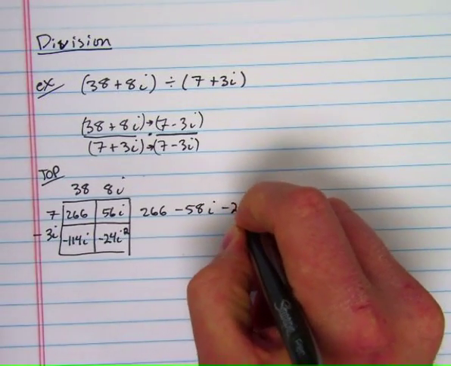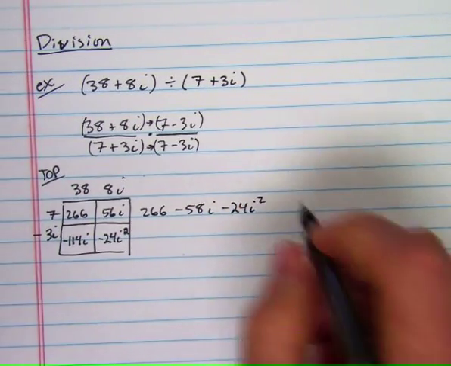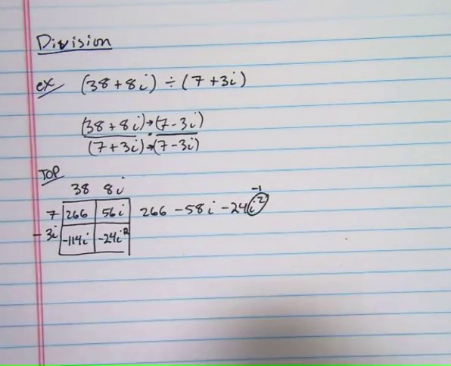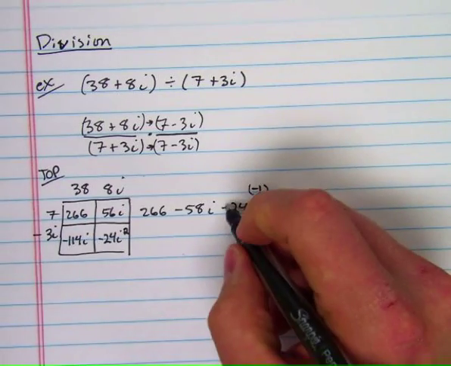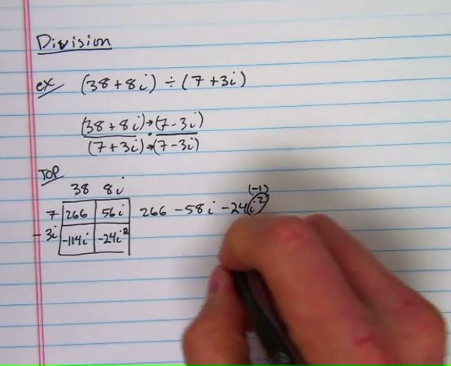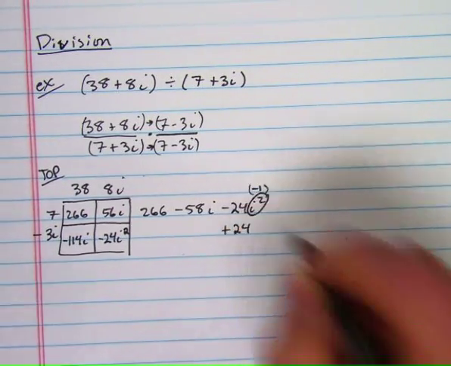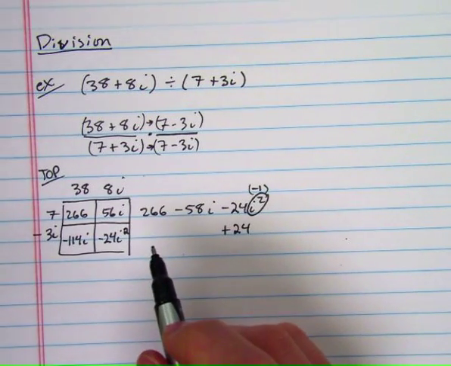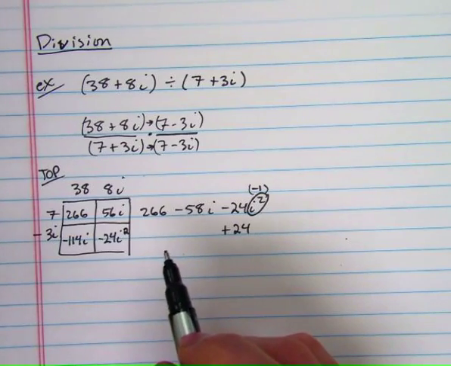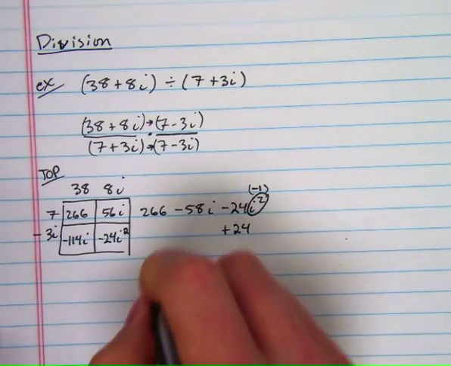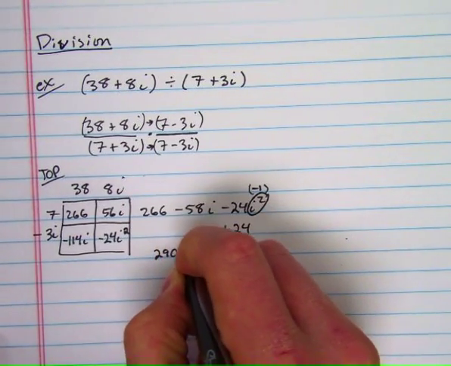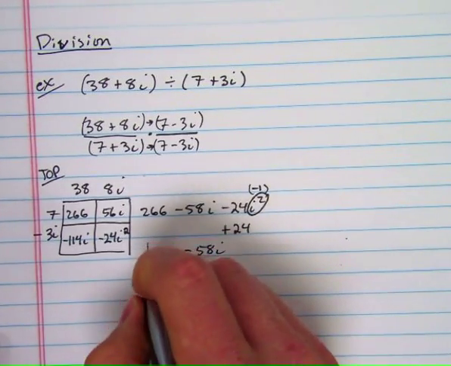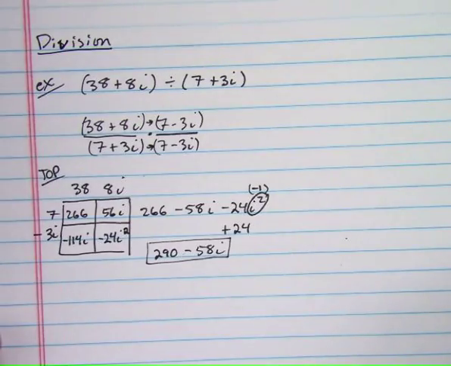I have this negative 24i squared here. Now just remember, this i squared is negative 1. So if we have negative 24 and negative 1, that turns out to be positive 24. 266 plus 24, that would be 290 minus, and the minus 58i just sticks around. That's going to be our top.